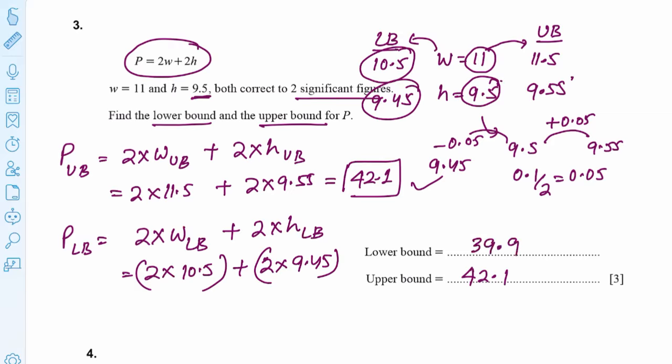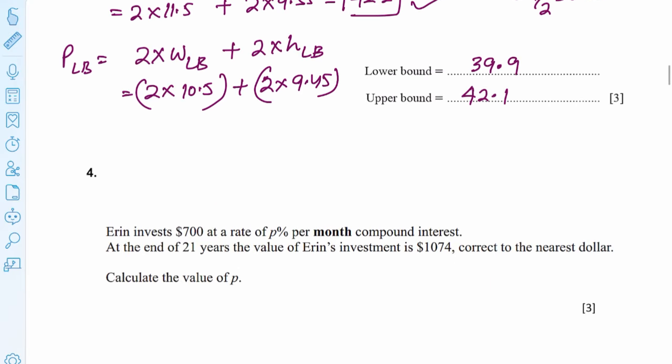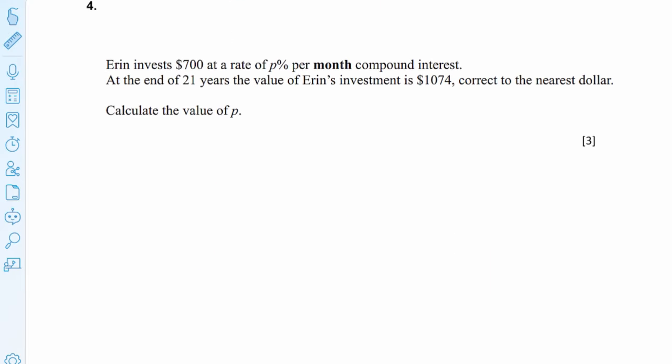Got it? Yes. Question number 4. So question number 4 is about compound interest. You can see the question here. The person invests $700 at a rate of p percentage per month. The most important thing, the per month compound interest is applicable here. So at the end of 21 years, the value of the person's investment is $1,074, correct to the nearest dollar. Calculate the value of p.